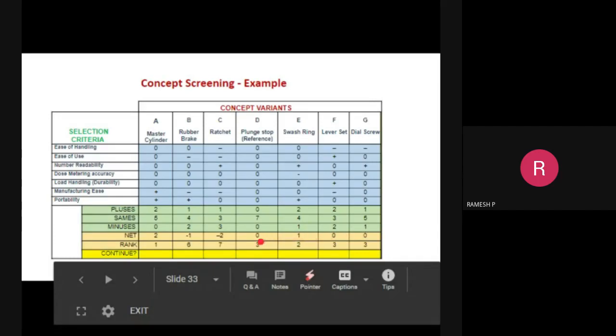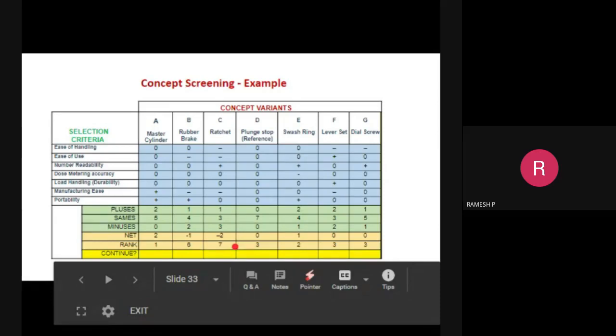That is, obviously for the reference concept, it is 0. And for F and G, it is 0. Okay, so here I can go for the next ranks, 3. And since rank 3 has got 3 and 3, ranks 4 and 5 are neglected. And the next ones, minus 1 and minus 2, are ranked as 6 and 7.